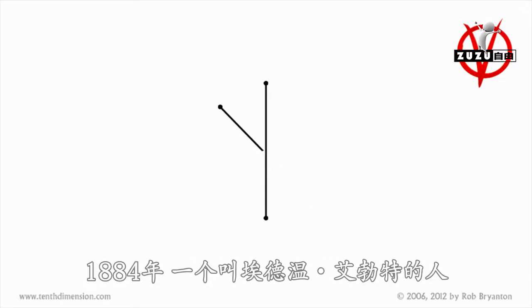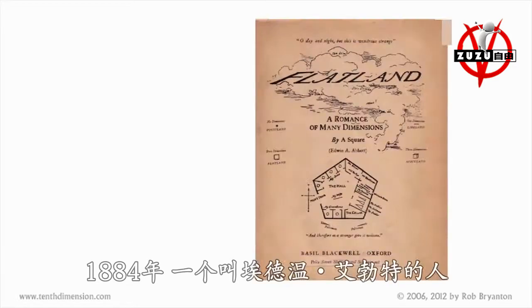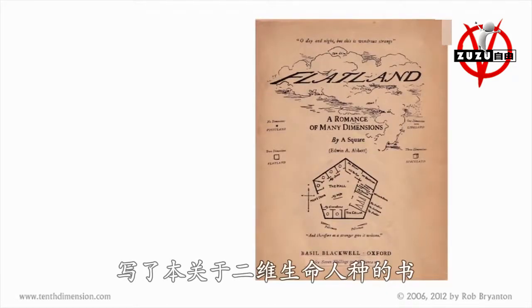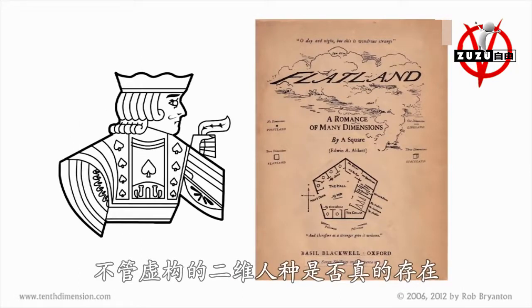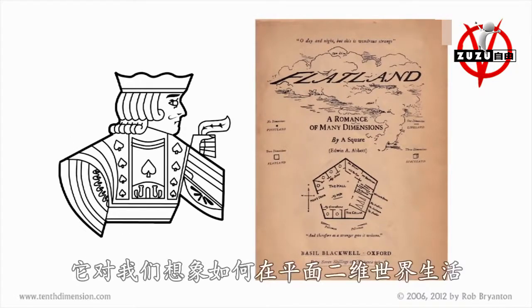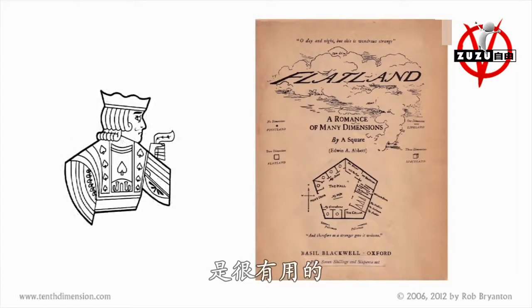Way back in 1884, a fellow named Edwin Abbott wrote a book about a race of two-dimensional creatures called flatlanders. Whether these imaginary creatures could really exist or not, they're useful for thinking about what it would be like to live in a flat, two-dimensional world.